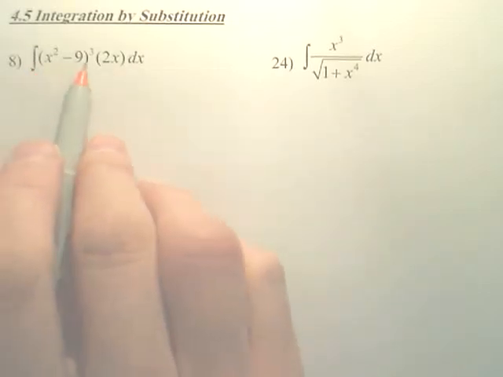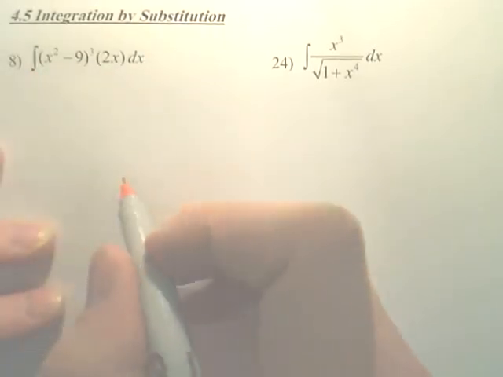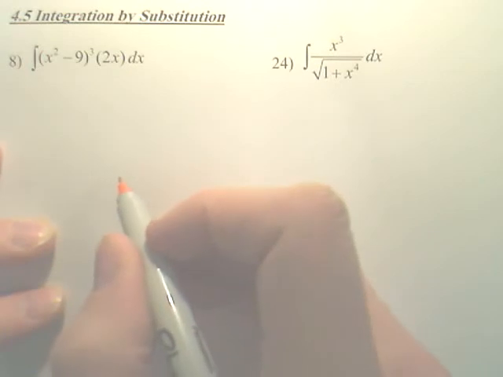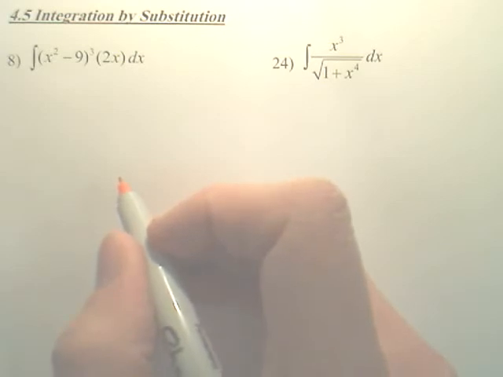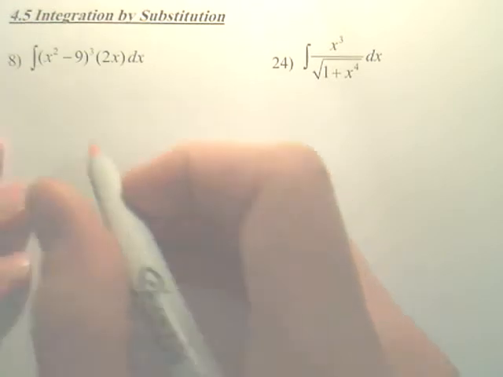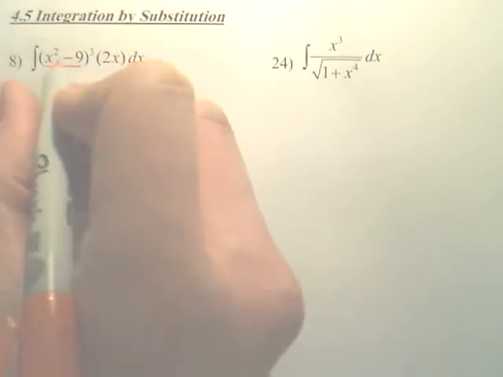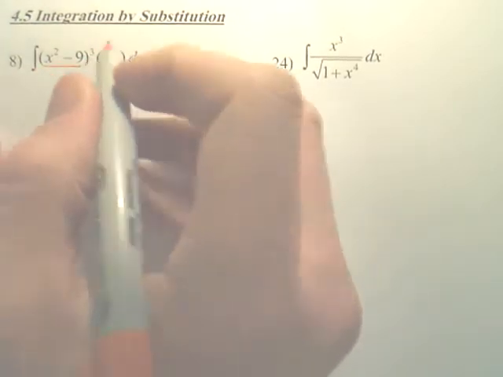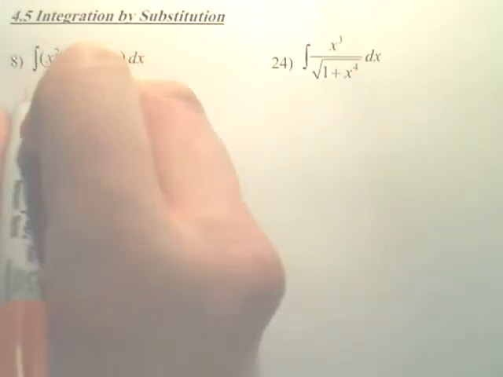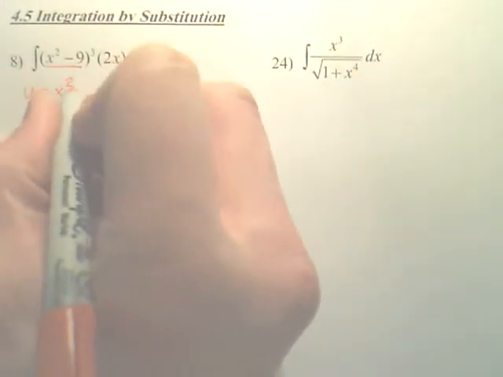Alright guys, we're going to integrate this using u substitution. What you first got to do is find the inner piece. The inner piece is what we call u. What happens is you find an inner piece that, when you derive it, you get another piece there. So you look at this and go, oh, if I derive that, I get this. Alright, so I'm going to call that inner piece u.